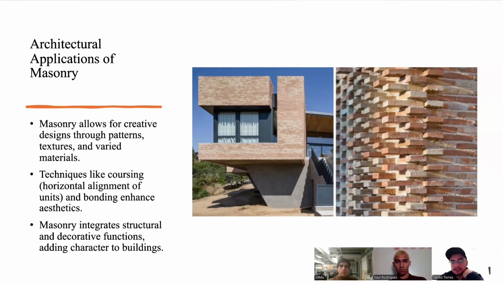Finally, there are architectural applications of masonry. Masonry allows for creative designs through patterns, textures, and varied materials. Techniques like coursing, which would be the horizontal alignments of units, and bonding enhance aesthetics. Masonry integrates the structural and decorative functions, adding character to buildings. They can be arranged in many different ways to achieve any kind of desired visual effect. So they're excellent for architectural purposes.